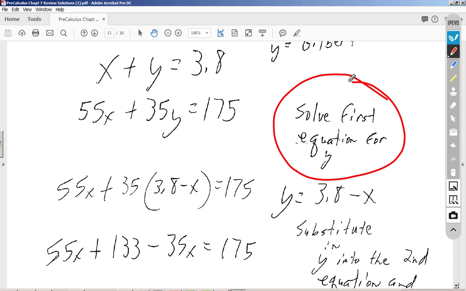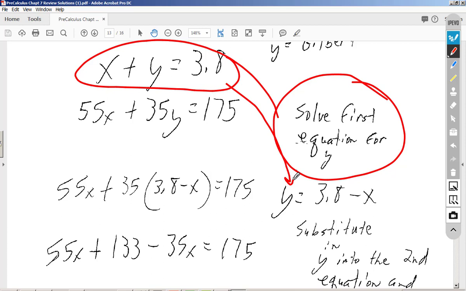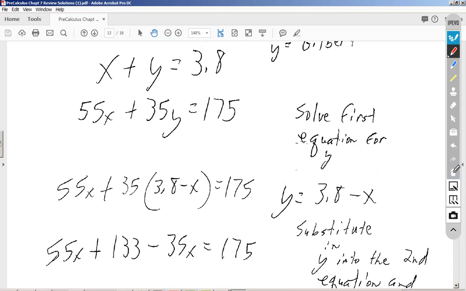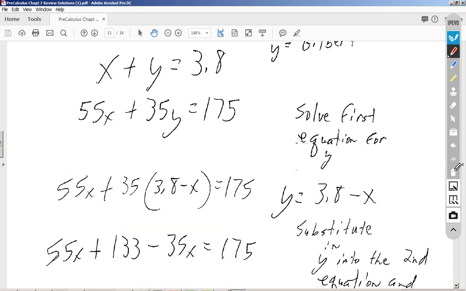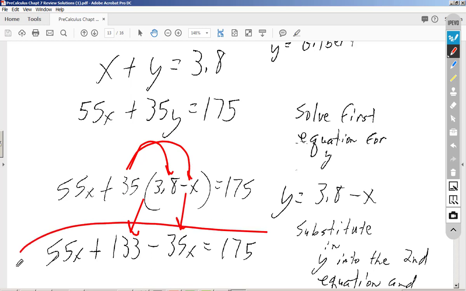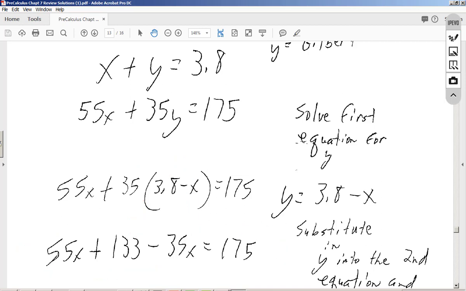So I'm going to go ahead and solve this equation right here for y. So I get y equals 3.8 minus x. Now that I've solved that for y, I'm going to substitute it into my second equation. And when I do that, I get 55x plus 35 times 3.8 minus x all equals 175. Now distribute that 35 on through, so 35 times 3.8 is 133. 35 times negative x is going to give us negative 35x, and that all still equals 175.